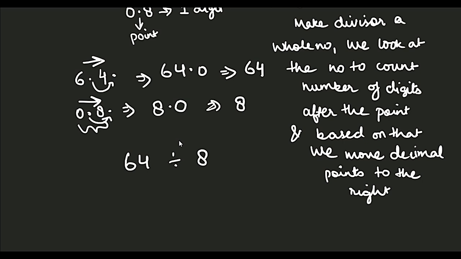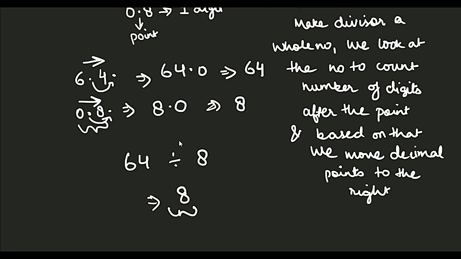So in the table of 8, I get 64 by 8 times. So my answer is 8 here. Since now we have no decimal point, we don't have to put any decimal in this final answer. So just keep in mind, it is not always necessary that after dividing a decimal number, you'll always get a decimal number as an answer. You sometimes get a whole number also.